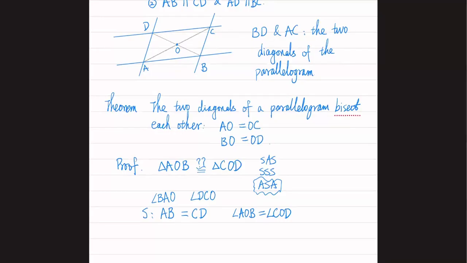Which one do you mean? BOA. BOA again, it will be this angle. But we only know this side and this side have the same measure. So this angle is not helpful if we apply the ASA. Oh, I see. Because we have picked these two sides.